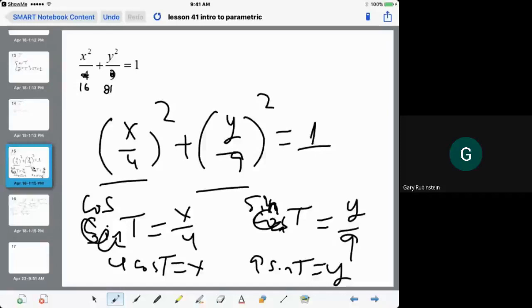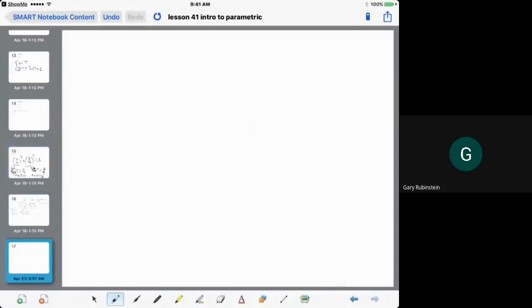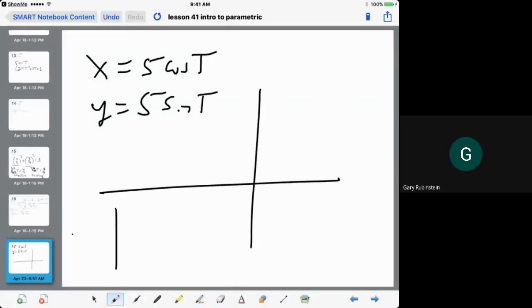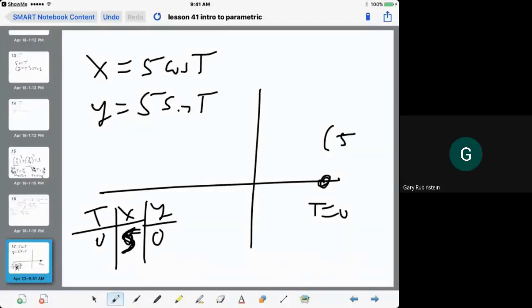Okay, now if you want to see why, I think the main thing to look at is the most basic one, which would be if these numbers were the same: x equals 5 cosine t, y equals 5 sine t. When t is 0, cosine of 0 is 1, so this will become 5, and sine of 0 is 0. So the very first point would be here. This is t equals 0, but it's the point (5, 0).